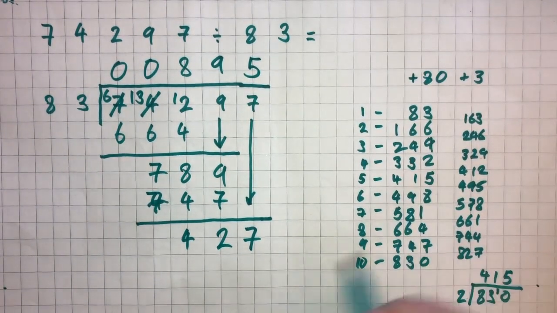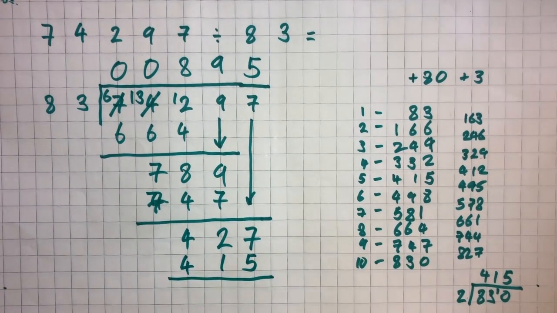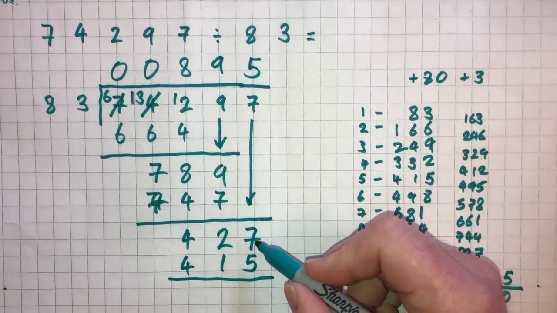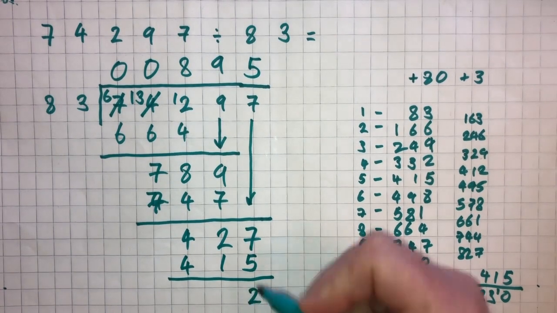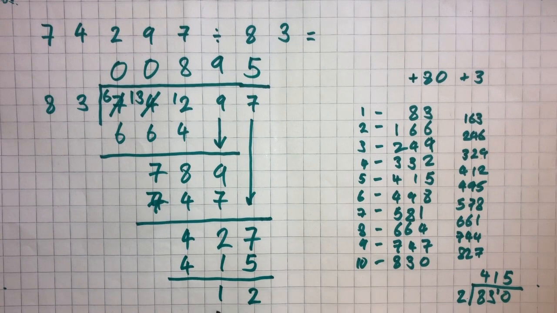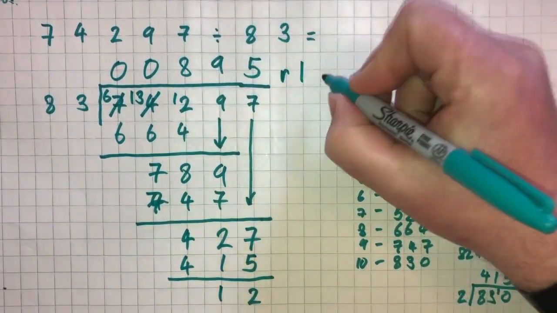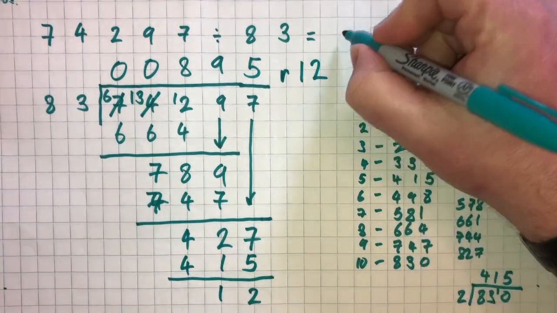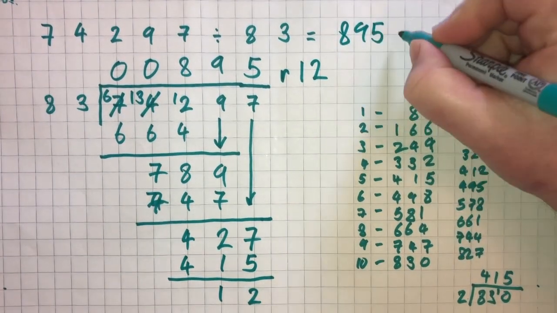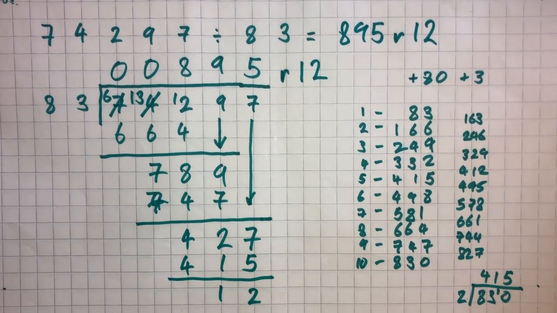Okay, now, this time though, we must take away again, because you will see it doesn't become 0. So this number will have a remainder. 7 minus 5 is 2. 2 minus 1 is 1. So, this number down here becomes the remainder. Okay, as 83 doesn't go into 12, we are left with 12. So we write this as 895 remainder 12. Or if we were given it in this format, we would write the answer just like that.